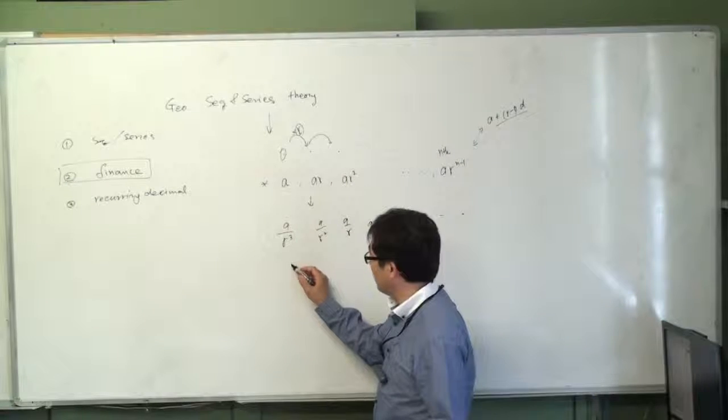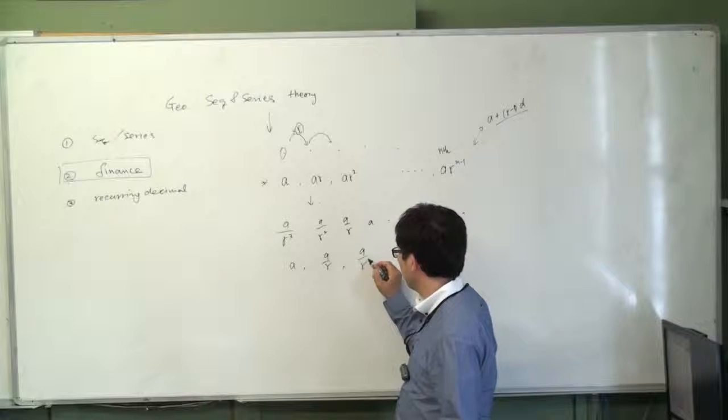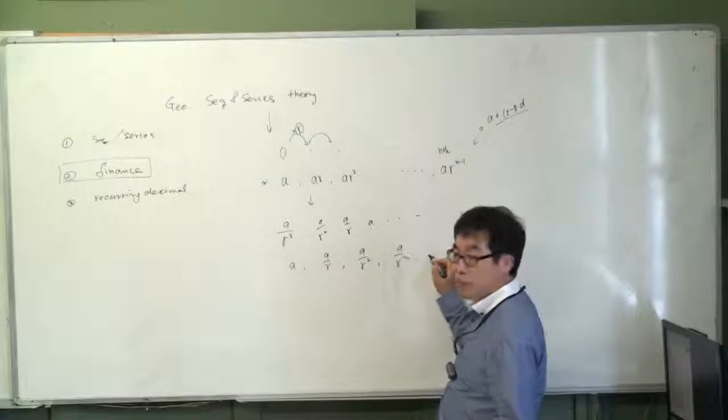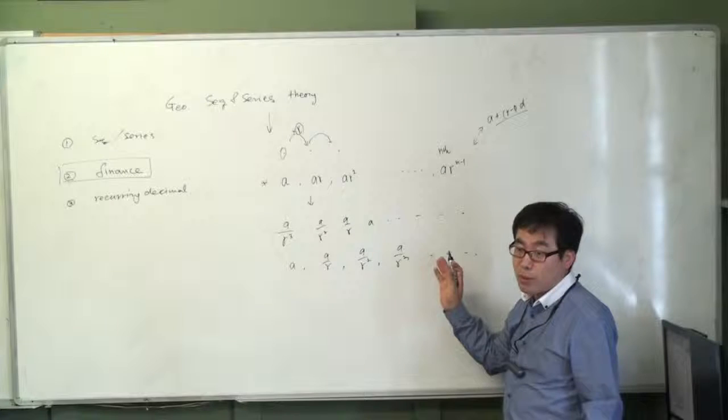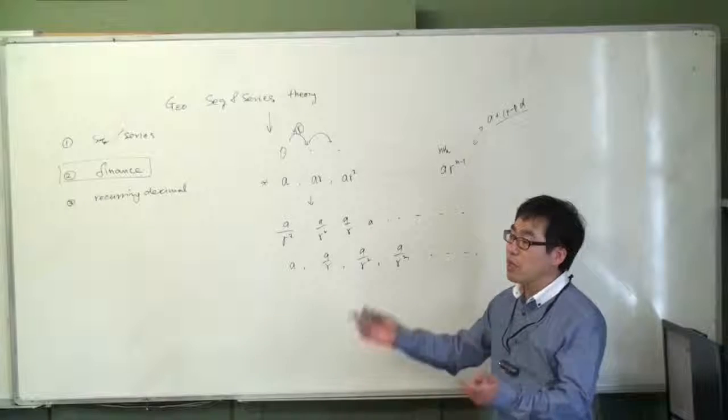Also, the other way around is also possible. Same thing, isn't it? What are we doing? We are multiplying by 1 over r. So still a geometric sequence. So there are many different things.